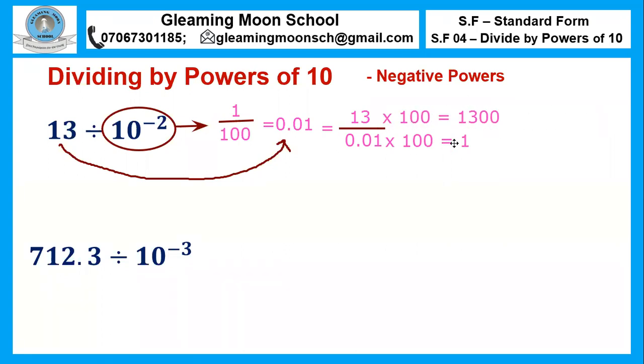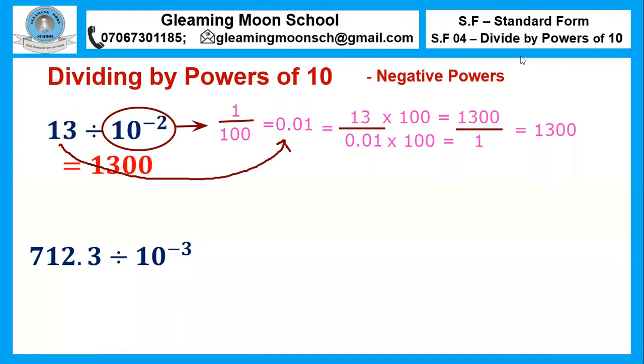Okay, so if that's what we have, technically what we are doing now is 1300 divided by 1. That's what we are doing now, isn't it? So we are doing 1300 divided by 1, and 1300 divided by 1 would be equal to what? It will be equal to the same thing, 1300. So our answer becomes 1300. So that is why 13 divided by 10 raised to the power of -2 will be equal to 1300.